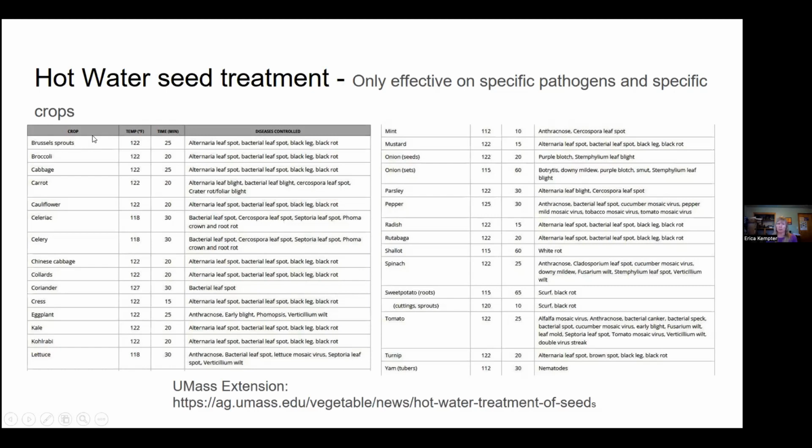So here's what I was talking about: Brussels sprouts, the temperature of 122, and then the time, 25 minutes, and then here are all the diseases controlled. And you can see this.